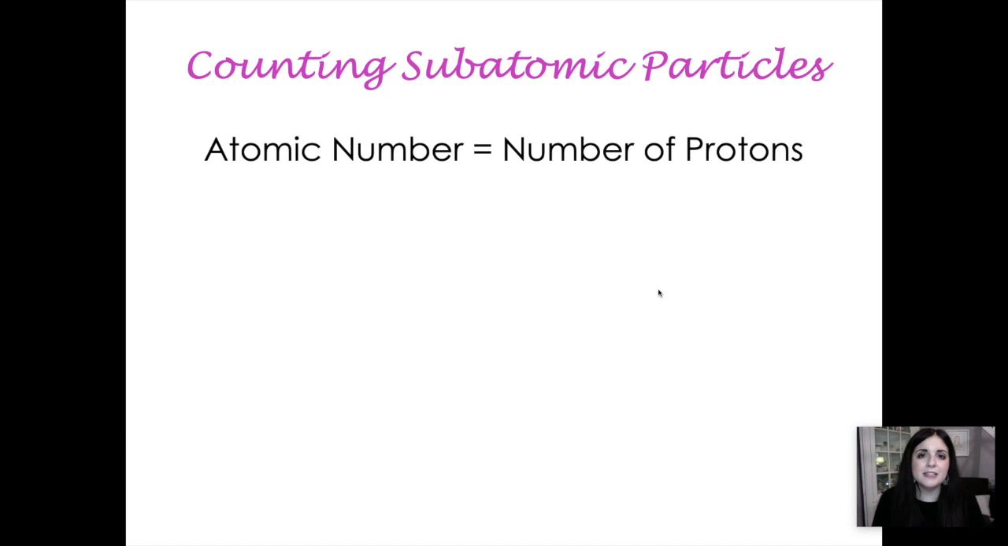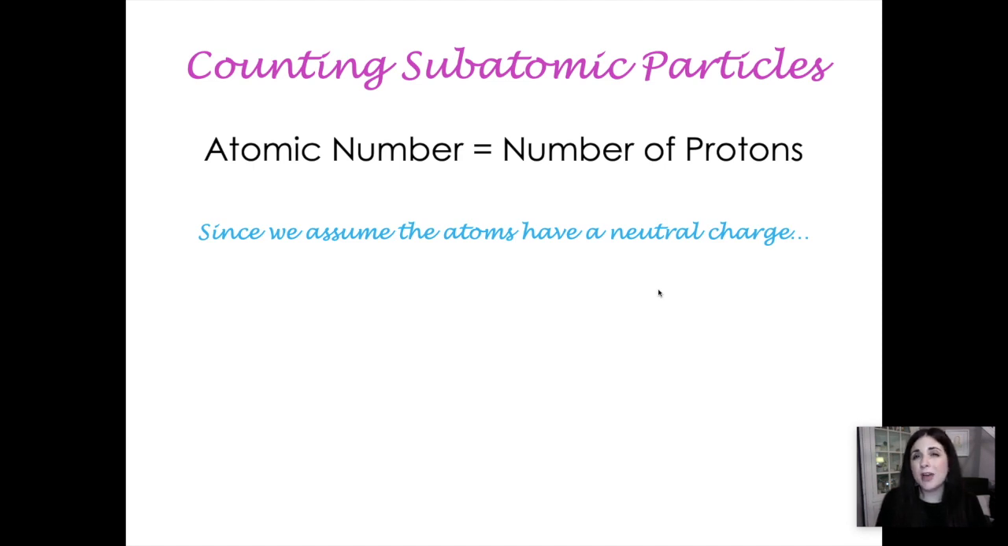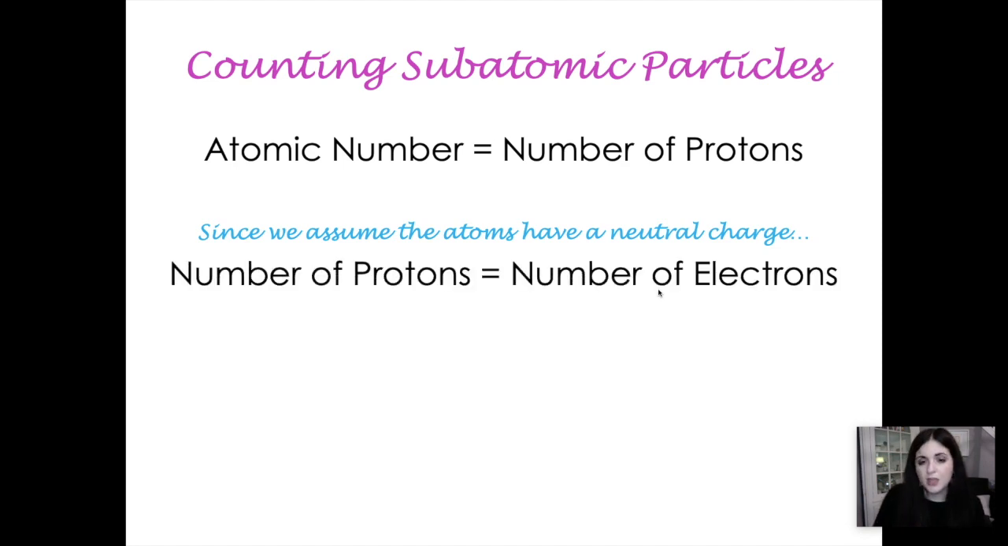The next easiest subatomic particle that we can determine is the number of electrons. And for this class in chemistry, we can assume that all atoms have a neutral charge. That means their number of protons doesn't outweigh the number of electrons, or vice versa. So for us in Chem 1, we assume that all of these elements and atoms are neutral. That means that the number of protons will always equal the number of electrons. That just makes life a little bit easier for us. That's one less thing we have to think about.